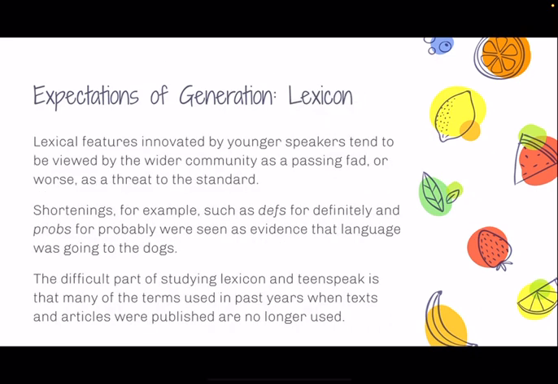Alright, the lexicon. Lexical features innovated by younger speakers tend to be viewed by the wider community as a passing fad, or worse, as a threat to the standard. Shortenings, for example, such as defs for definitely and probs for probably, were seen as evidence that language was going to the dogs. The difficult part of studying lexicon and teen speak is that many of the terms used in past years when texts and articles were published are no longer used. They've gone out of fashion.